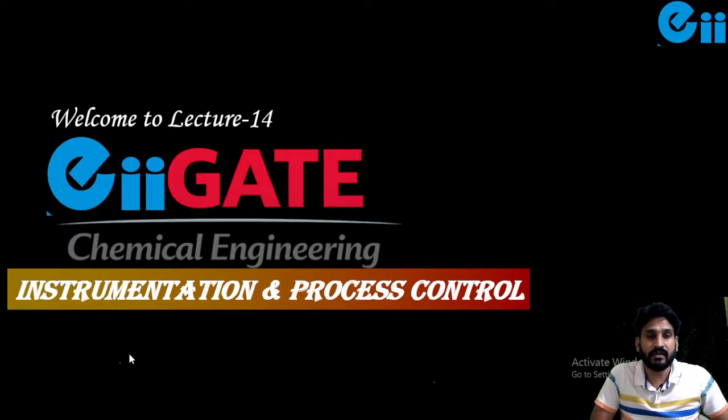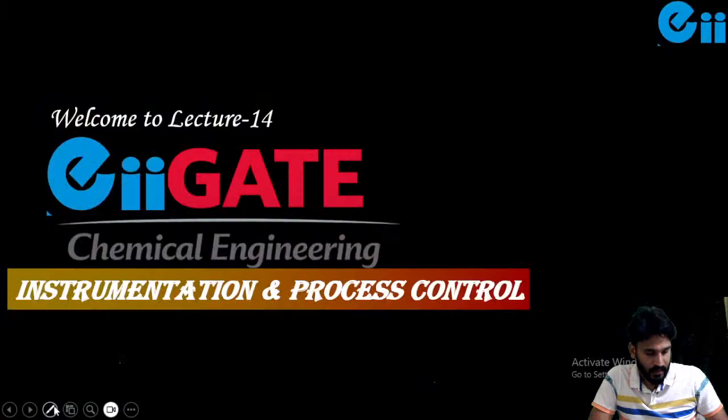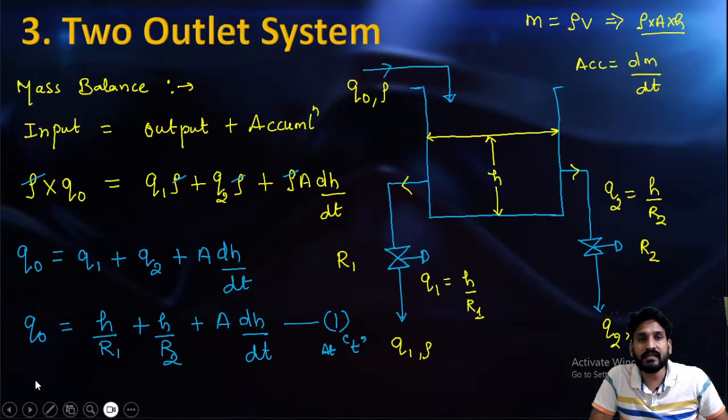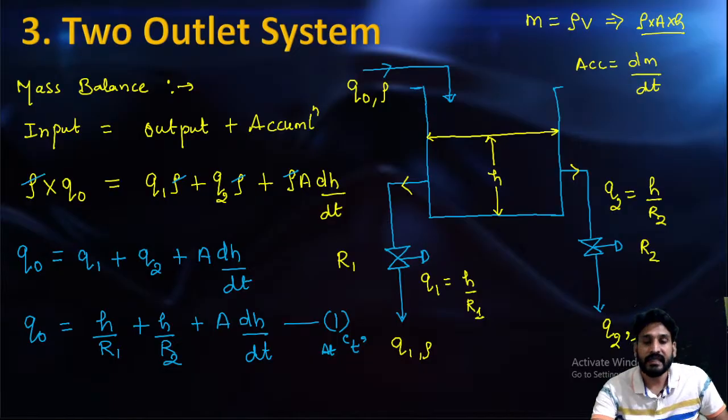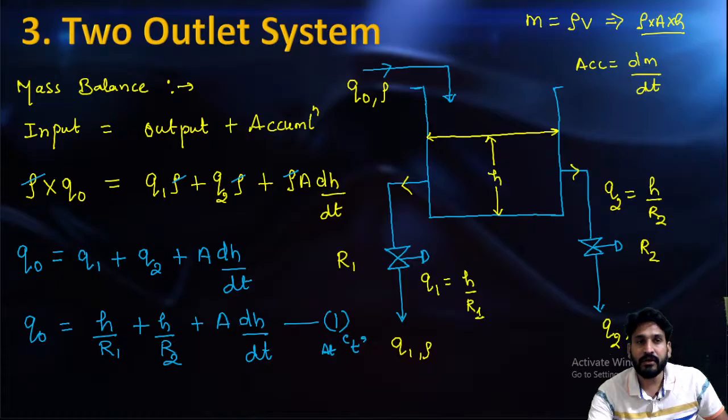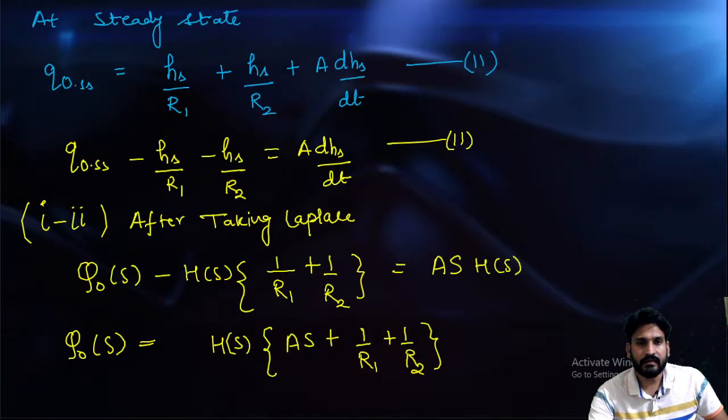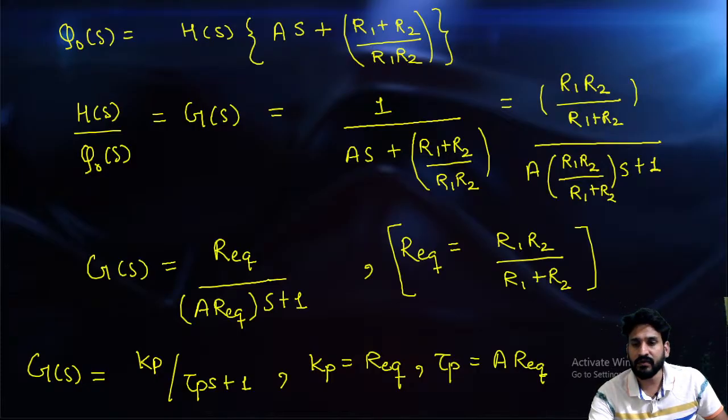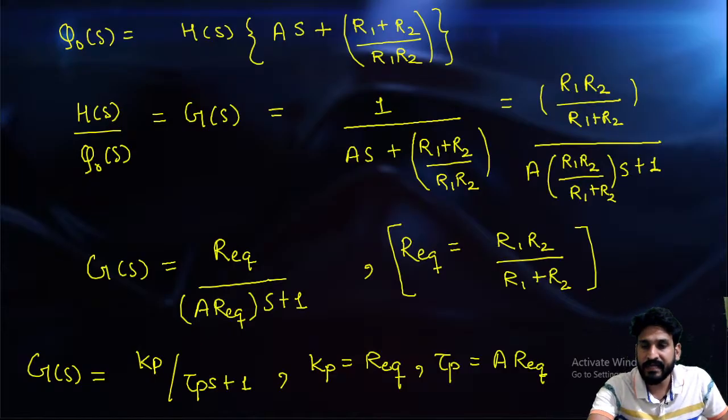Let's revise the previous content which we have studied. Last time we were discussing some very important points. In lecture number 12 we discussed the tank system having one outlet, and in the previous lecture we started, or you can say we completed, the two outlet system. As you know, our task is to find the transfer function, and that is very simple. Like in a single input single output system, Kp is my R. Here the difference is only that my Kp is R equivalent.